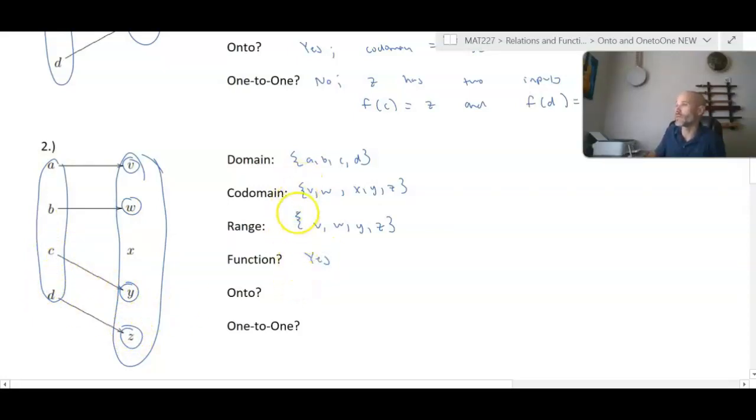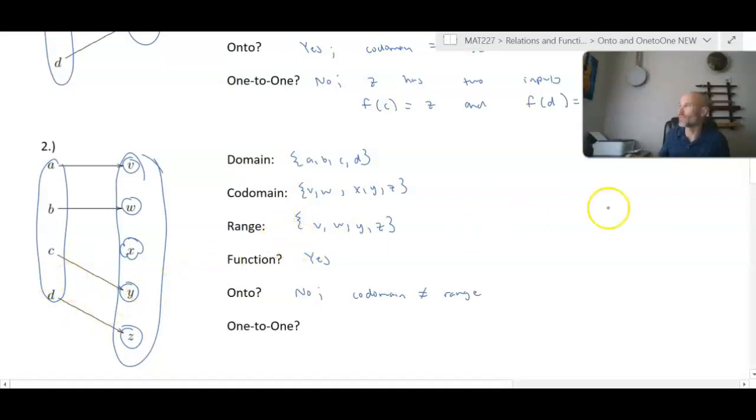Is it onto? Well, an easy way to look at this is: is every element in the codomain mapped to? Absolutely not, right? The codomain and the range are not the same. The codomain has one more element than is in the range, namely this value of X is not mapped to. Is it one-to-one?